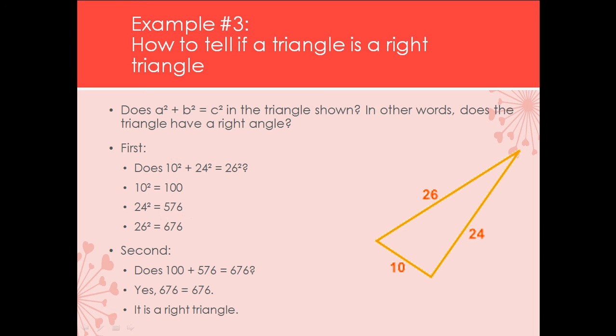Our third example is how to tell if a triangle is a right triangle. Does a squared plus b squared equal c squared in the triangle shown? In other words, does the triangle have a right angle? So first, we have to figure out if 10 squared plus 24 squared is equal to 26 squared. 10 squared is equal to 100, 24 squared is equal to 576, and 26 squared is 676. So when we add 100 and 576 together, do we get 676? Yes, 676 is equal to 676. Therefore, it is a right triangle and has a right angle.